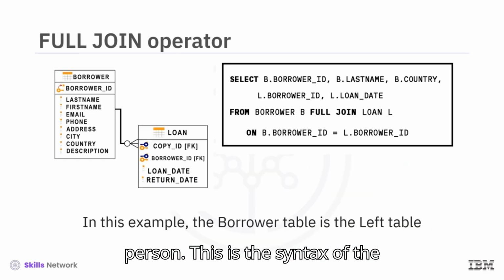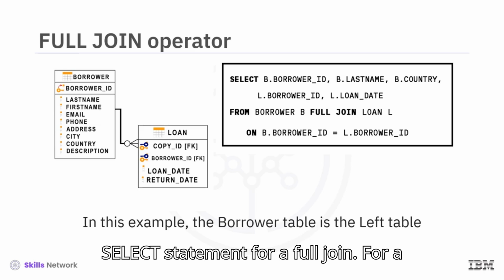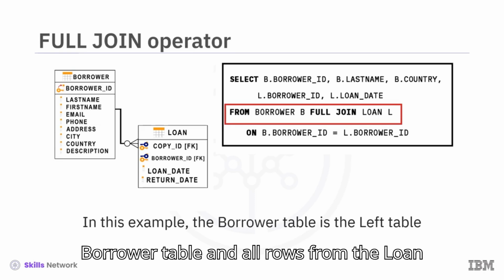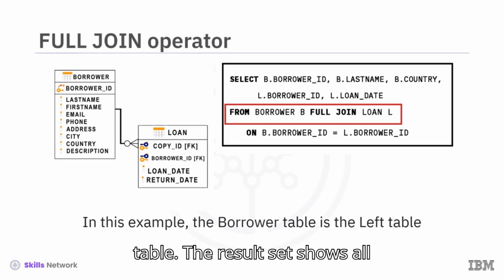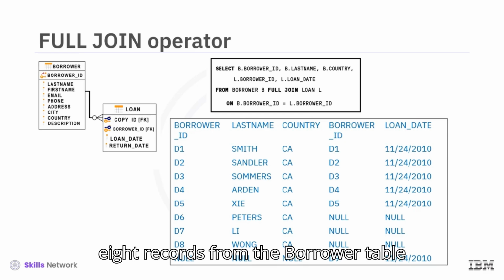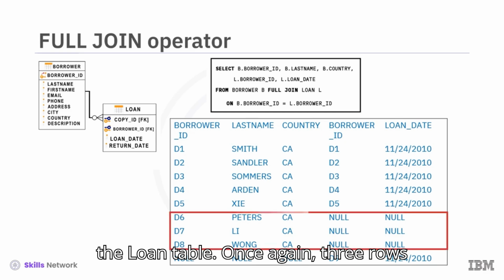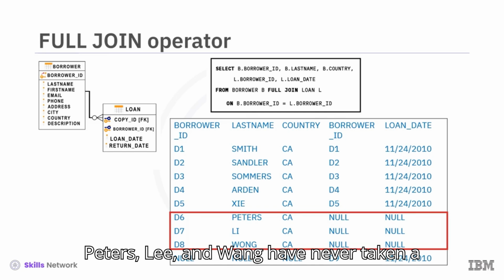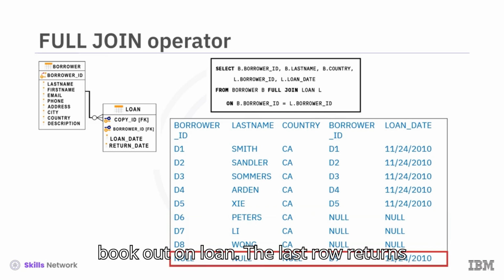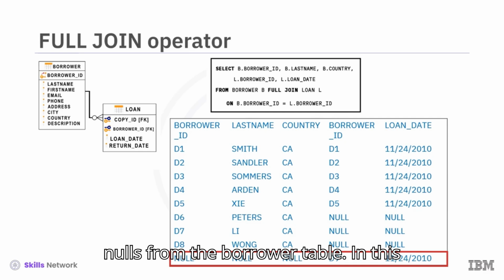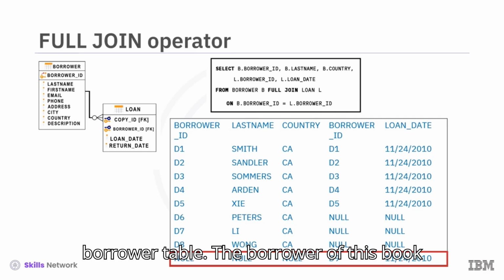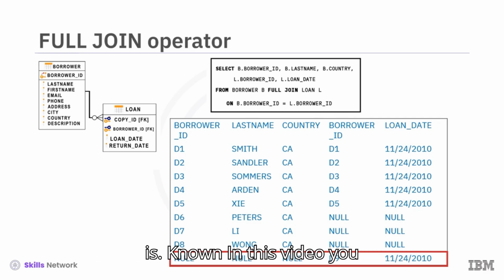This is the syntax of the select statement for a full join. For a full join, you select all rows from the borrower table and all rows from the loan table. The result set shows all 8 records from the borrower table listed with the corresponding data from the loan table. Once again, 3 rows return a null value because borrowers Peters, Lee, and Wong have never taken a book out on loan. The last row returns values for borrower ID and loan date from the loan table, but returns nulls from the borrower table. In this instance, there is no match in the borrower table. The borrower of this book is unknown.